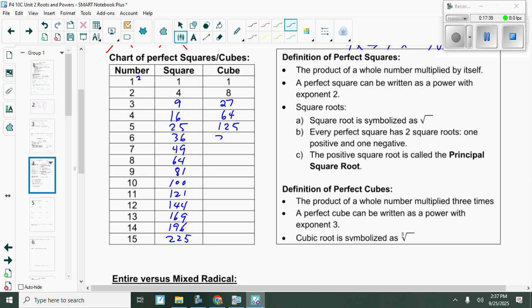Okay, 6 cubed, hopefully you got to 216, 343, 512, 729, and then we'll stop at 1,000. Okay, so this chart right here is good to have while you're doing your work.